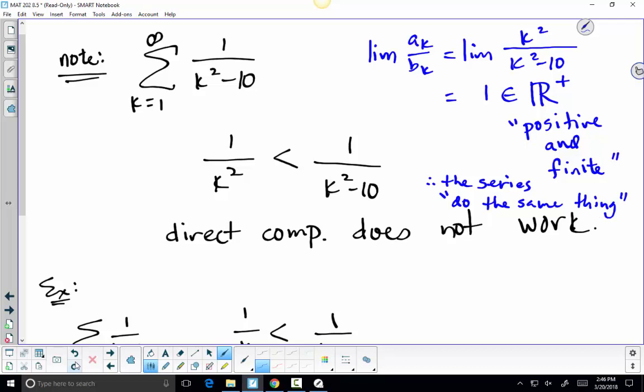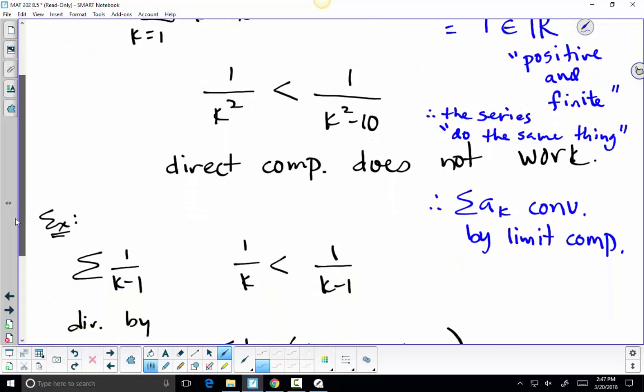So our final conclusion is therefore series A sub K diverges. Oh, converges. Sorry. Converges. They do the same thing. So therefore series A sub K converges by limit comparison. Our preliminary answer, medium answer, and our final answer. So limit comparison, if we get a finite real number, both series do the same thing.